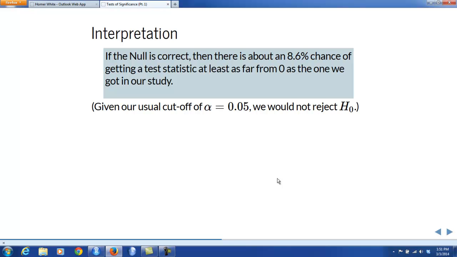We might say this: if the null is correct, then there's about an 8.6% chance of getting a test statistic at least as far from zero as the one that we got in our study. The at least as far from zero helps to capture the idea of being at least 1.73 units away from zero, either in the negative direction or in the positive direction. Notice that this p-value is bigger than 5%, and so we would not reject the null hypothesis in this case.